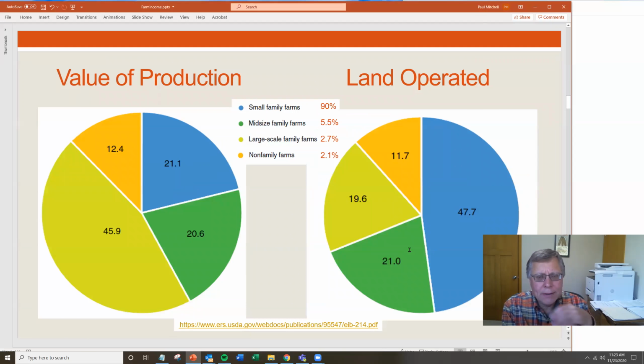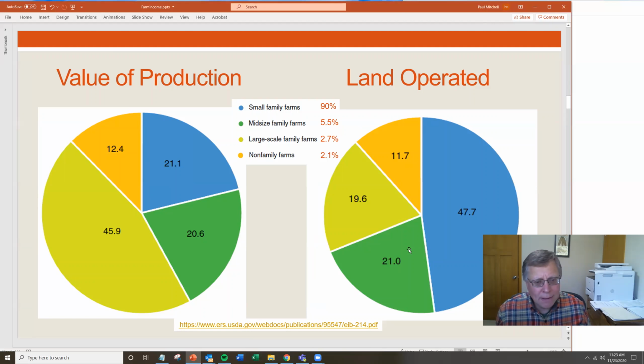Now, what this slide here is I want to get a sense of the productivity and where the land is. We have the same categories and the same colors. Small family farms are 90%. The dark green is mid-sized family farms. That's 5.5%. Large-scale family farms are that yellow green. That's 2.7%. Then non-family farms are 2.1%. And the left side is the value of production. On the right is the land operated.